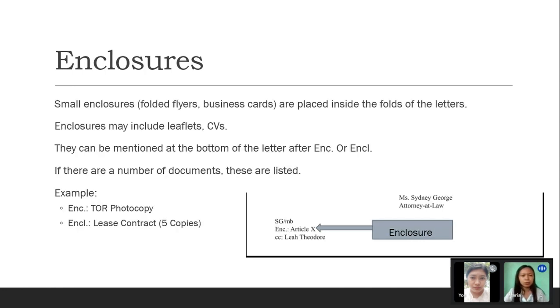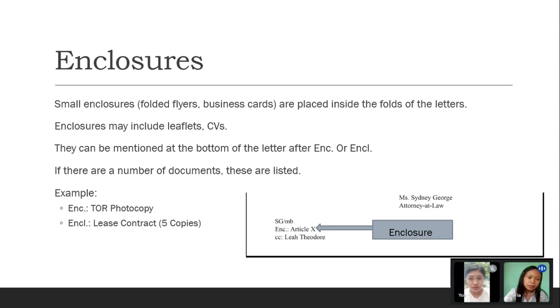Next one is enclosures. Small enclosures such as folded flyers, business cards, and etc. are placed inside the folds of the letter. Enclosures may include leaflets and CVs. They can be mentioned at the bottom of the letter after "Enclosure", "ENC", or "ENCL". If there are a number of documents, these are listed.